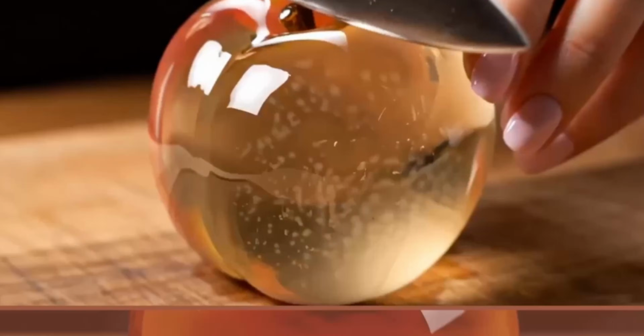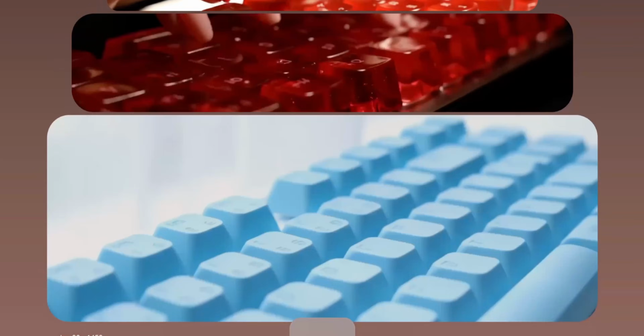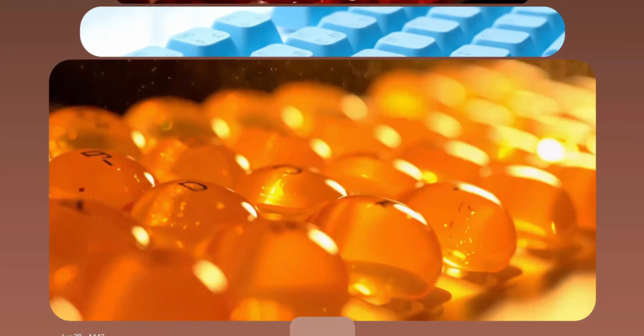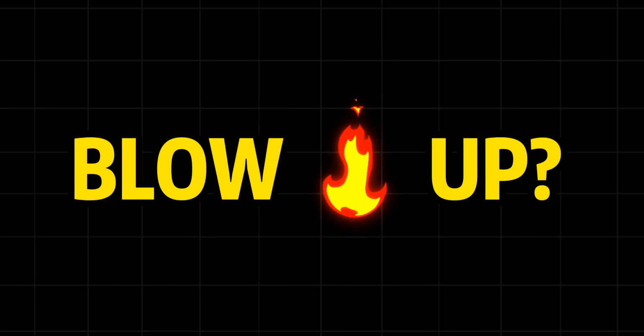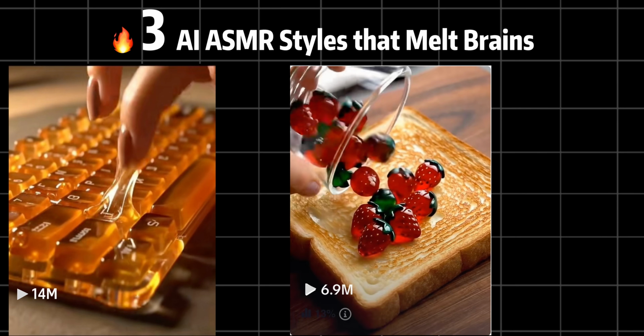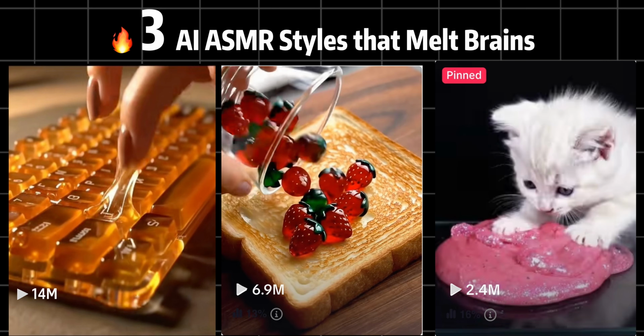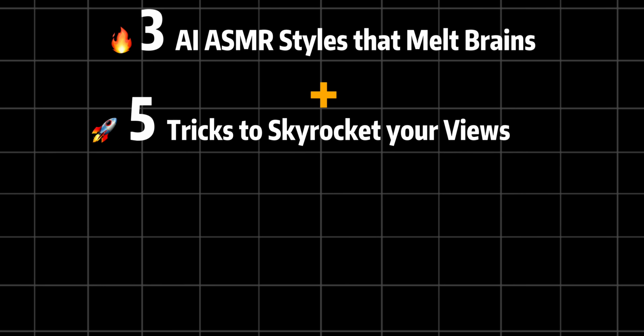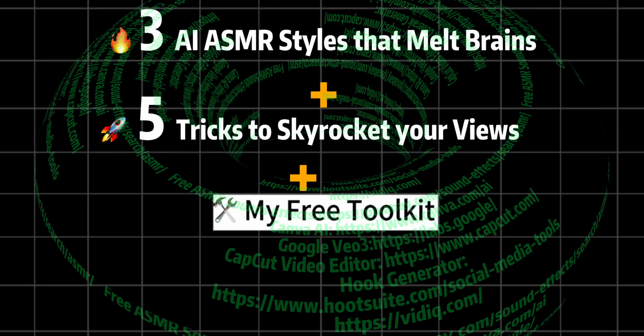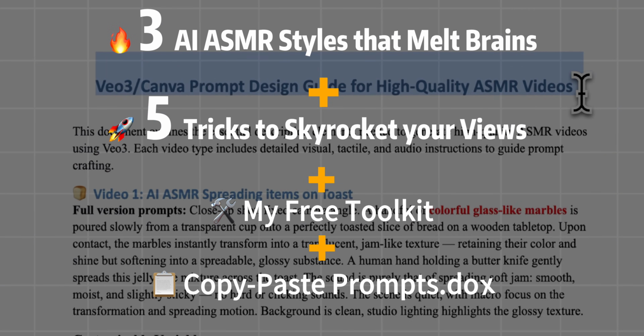Most people can crank out an AI video in 3 minutes flat, but they totally miss the secret sauce: how to make that actually blow up. In this video, I'm dropping 3 AI ASMR styles that melt brains, 5 tricks to skyrocket your views, my free toolkit, everything you need, and copy-paste prompts to save hours.